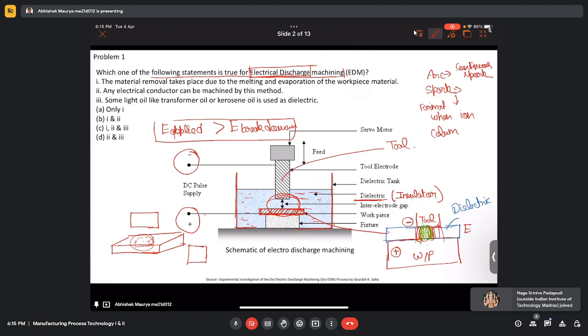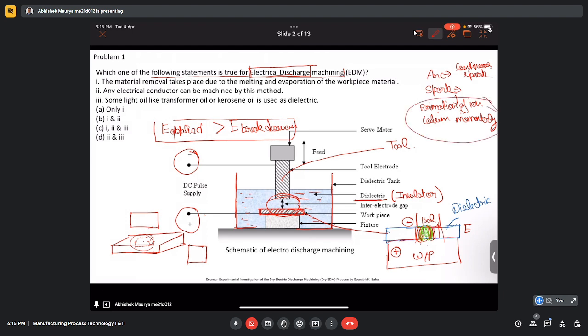Formation of ion column, sorry, formation of ion column momentarily. So this ion column forms for a very small time. Why is this important? Because when this ion column dies out, then production of high shock waves takes place.